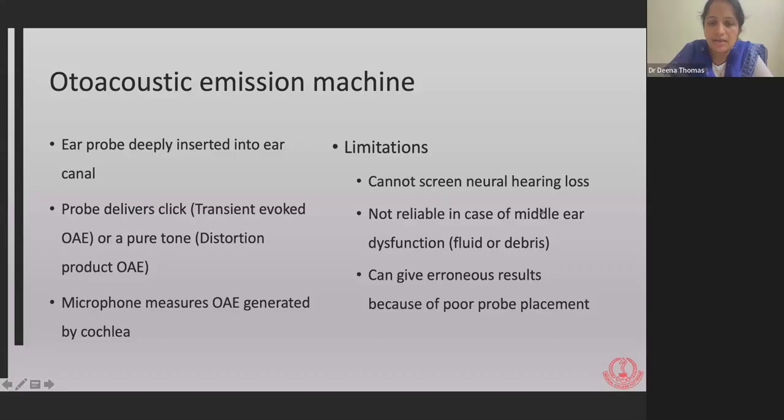The limitations are that it cannot screen for neural hearing loss, it is not reliable in case of middle ear dysfunction, fluid or debris, and it can give erroneous results because of poor probe placement.